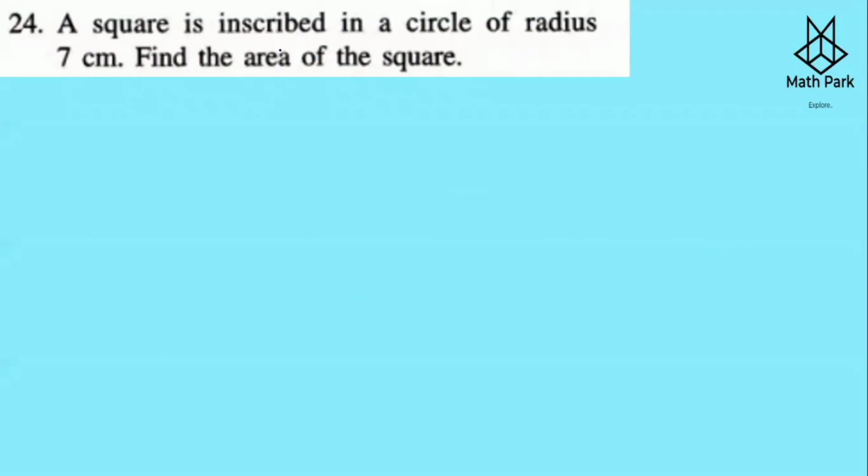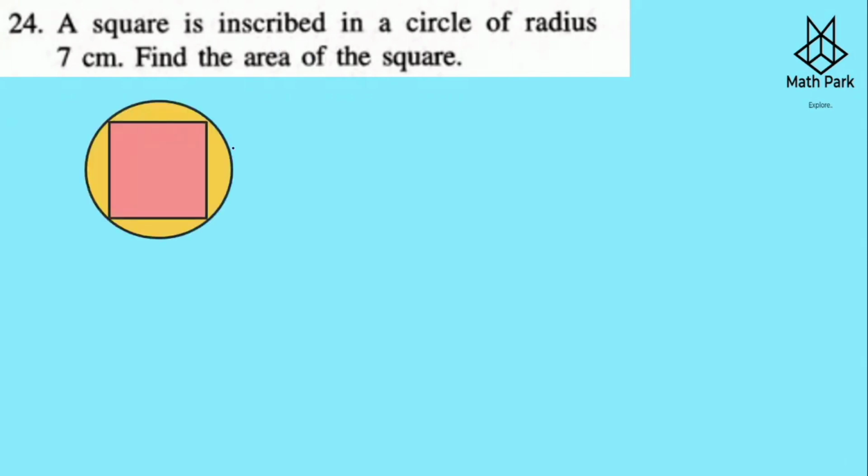Number 24, a square is inscribed in a circle of radius 7 centimeters. So you are given a circle, and inside that a square is inscribed. The radius of the circle is given as 7 centimeters. Since each angle of a square is a right angle, the diameter is nothing but the diagonal of the square. So this is 7 plus 7, that is 14. So 14 centimeter is the diameter.